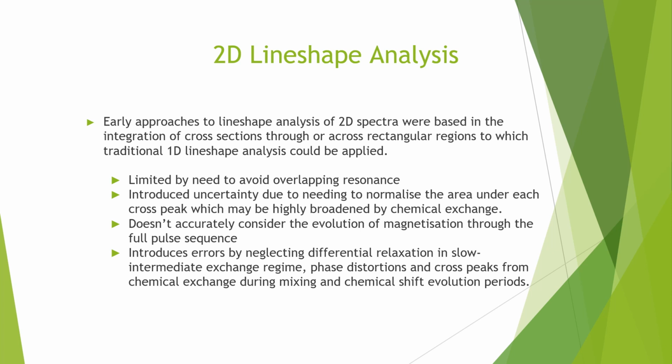This is limited by the requirement to avoid overlapping resonances, and it introduces uncertainty due to the need to normalize the area under each cross-peak, which may be highly broadened by chemical exchange. Also, this technique does not accurately consider the evolution of magnetization through the full pulse sequence, and it introduces errors by neglecting differential relaxation in the slow intermediate exchange regime, phase distortions, and cross-peaks from chemical exchange during mixing and chemical evolution periods.